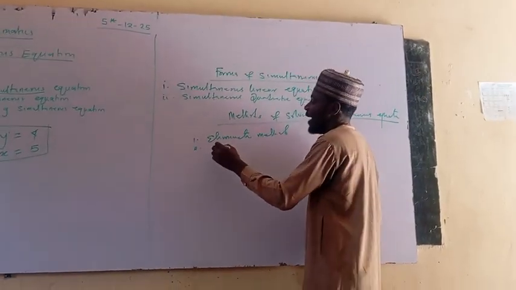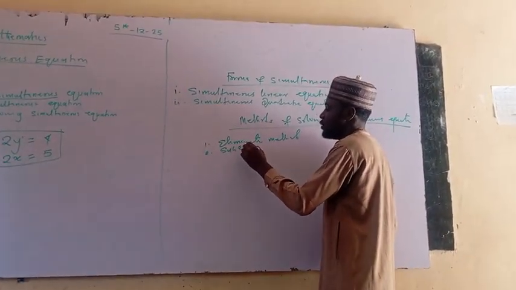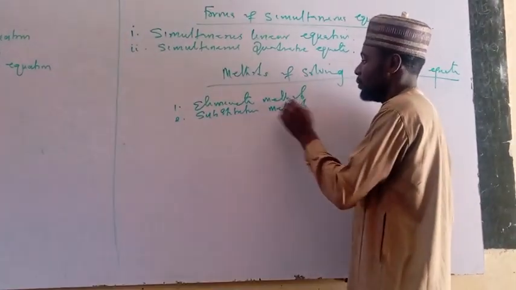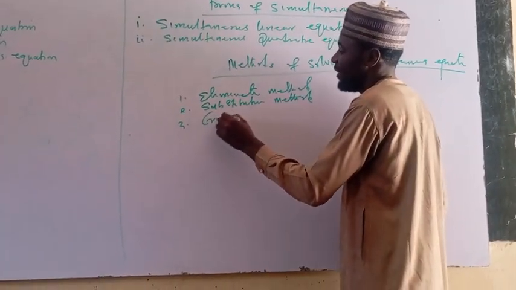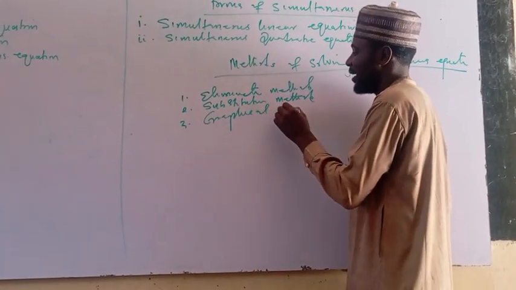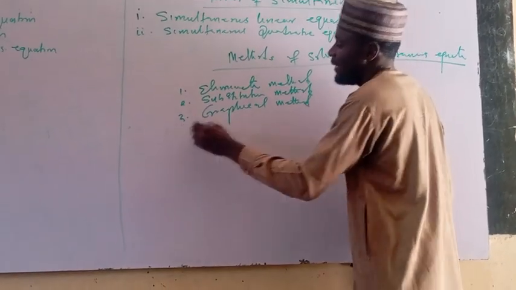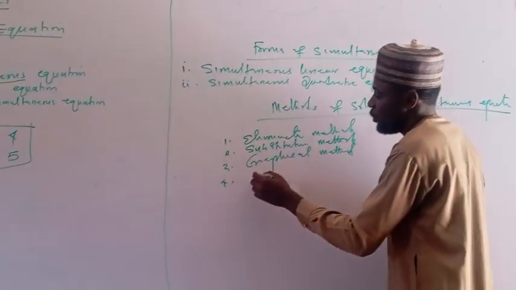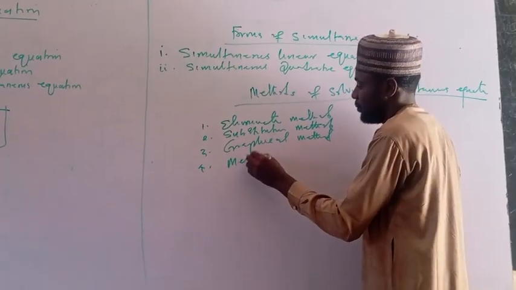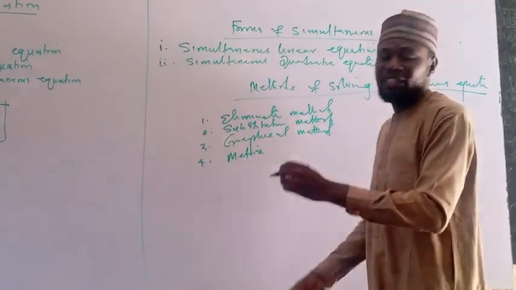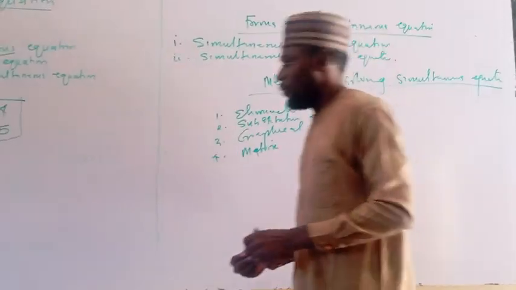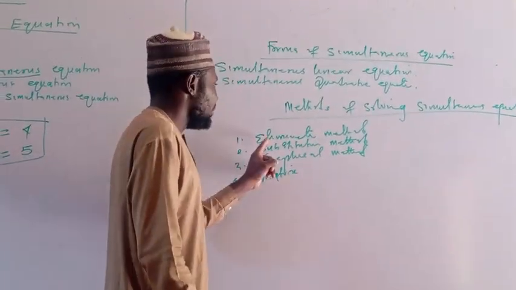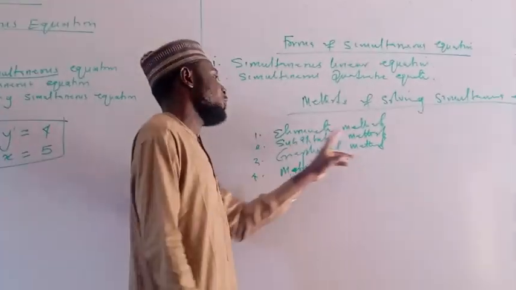Two, we have substitution method. Three, we have graphical method. And then if you want to go further, you can also solve simultaneous equation in matrix form. Now, we're going to look at how to solve simultaneous equation by elimination method and by substitution method.